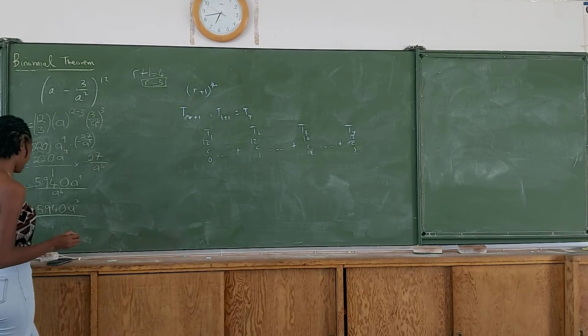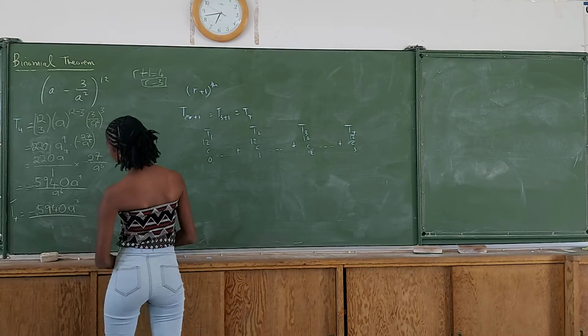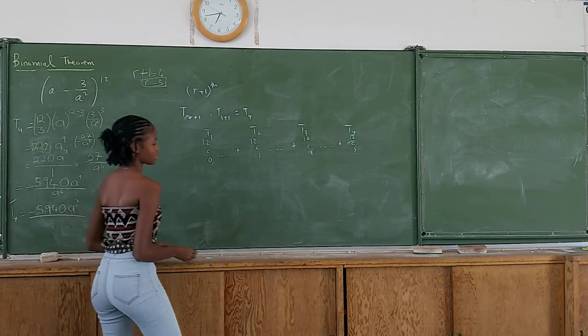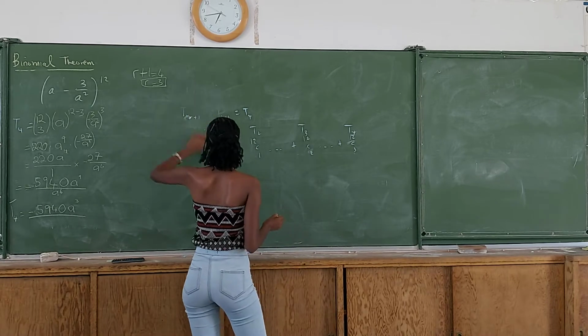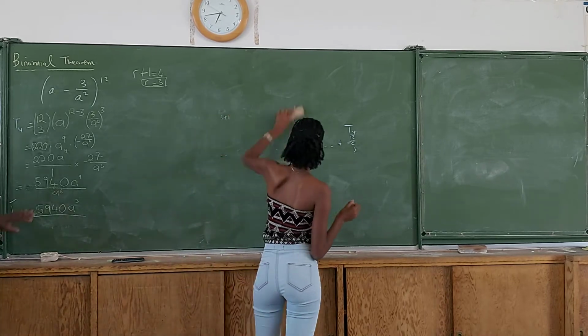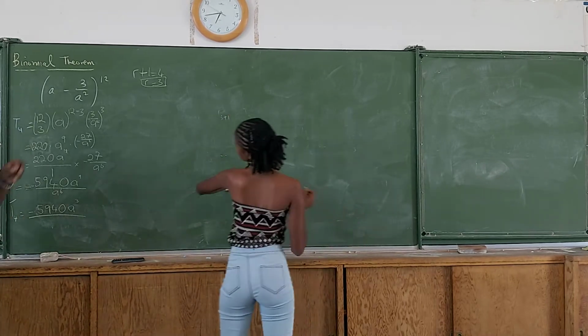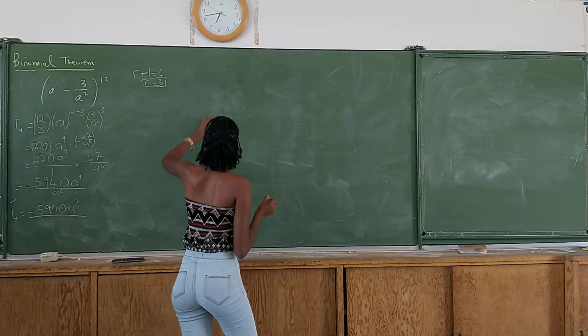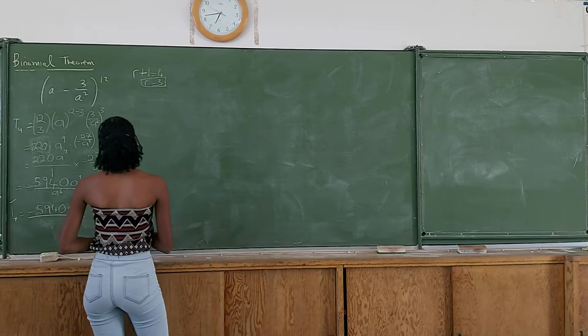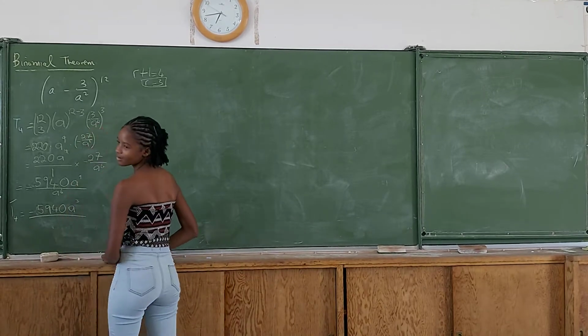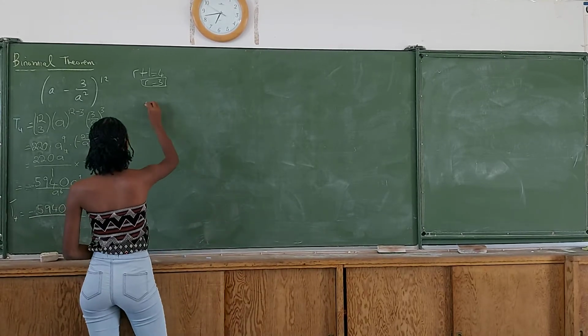There you go. Now, they say the term which is independent of A. So this was part A. Now you find the term which is independent of A. That means A raised to the power of 0. There's a little bit of work there now. Use it. Okay? You tired? You don't want to do it anymore?